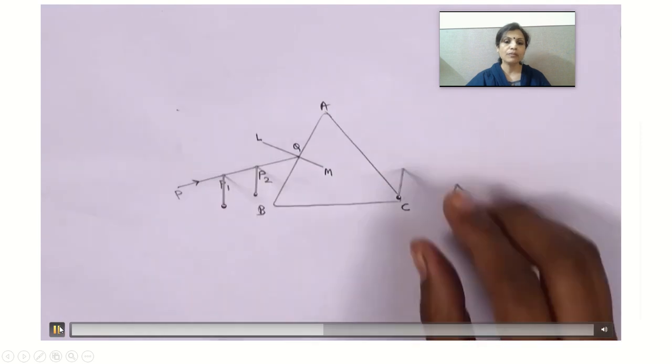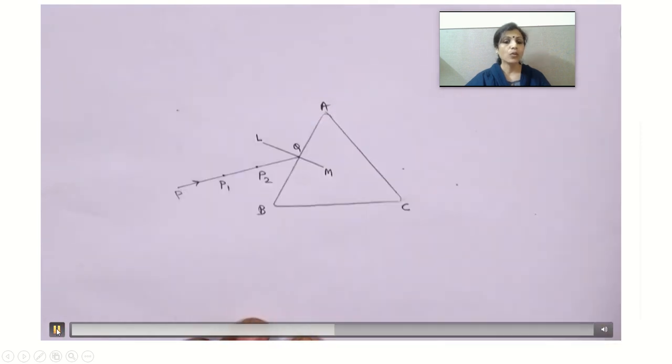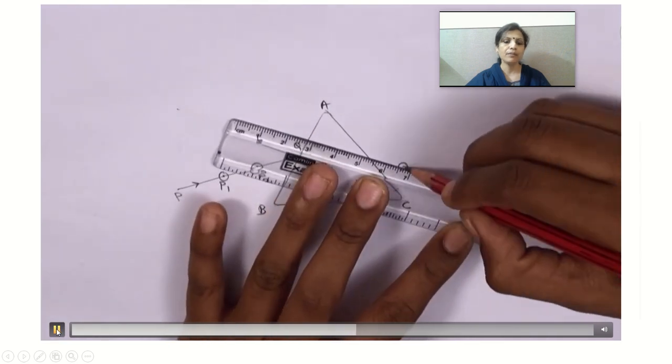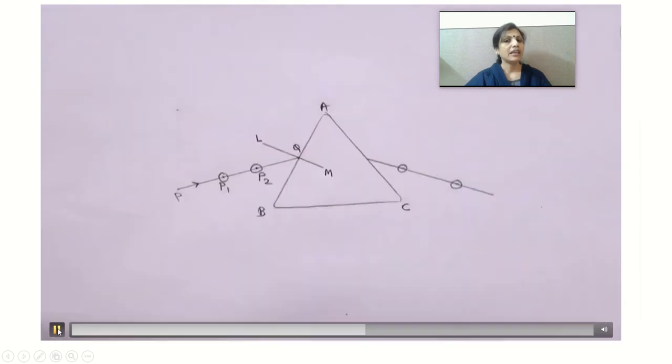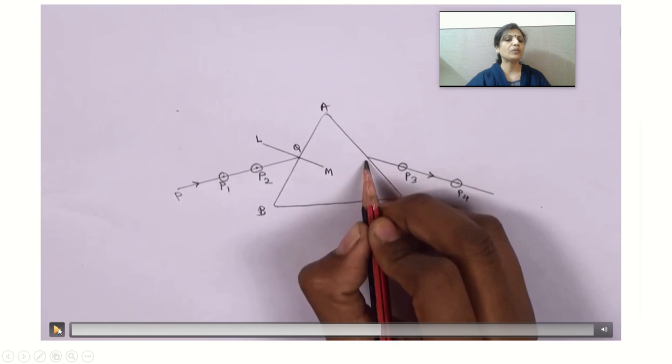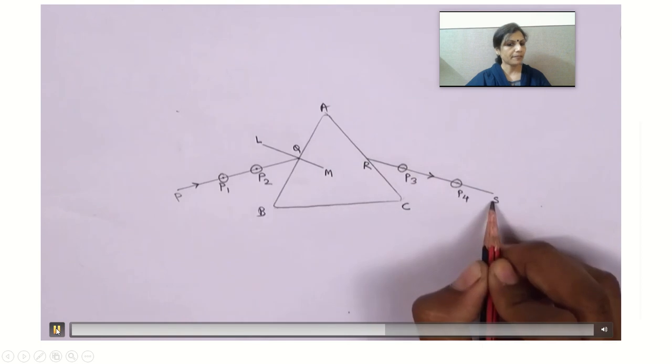Then we will remove the prism and mark these two points as P3 and P4. And then we will draw a line through P3 and P4 which will join the side AC. Then on side AC we will draw another normal and we will name that normal XY.